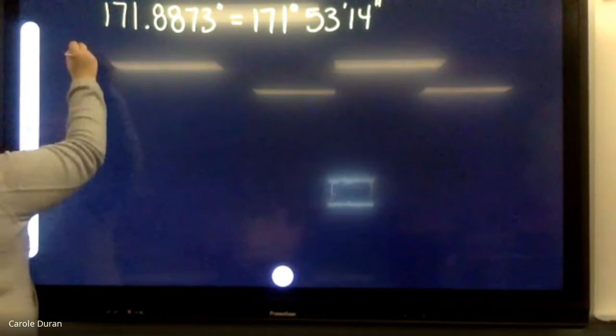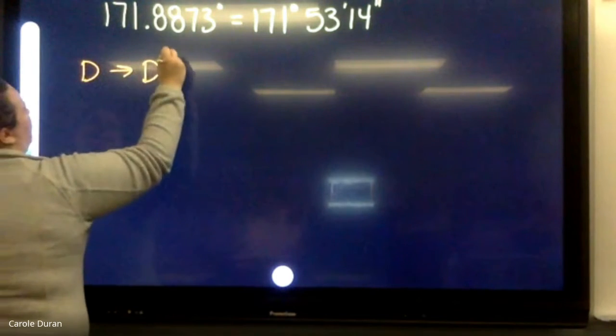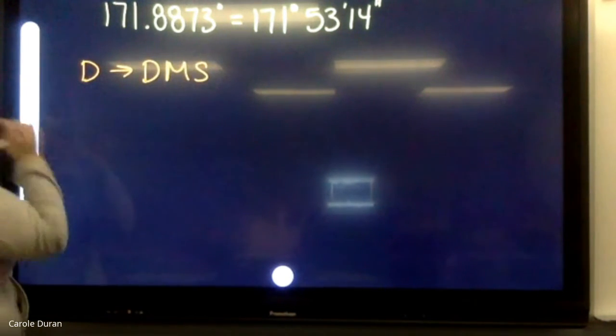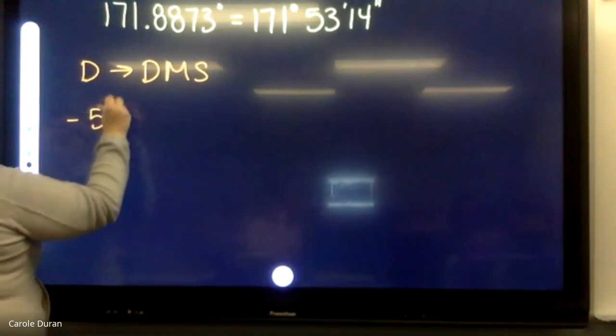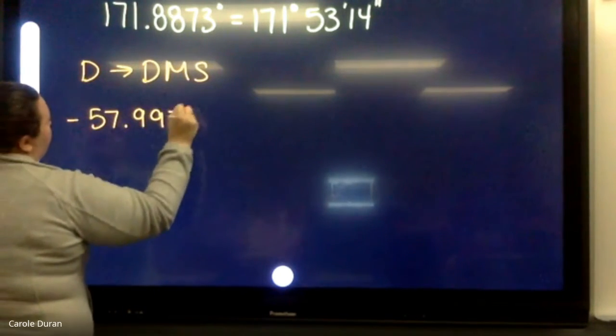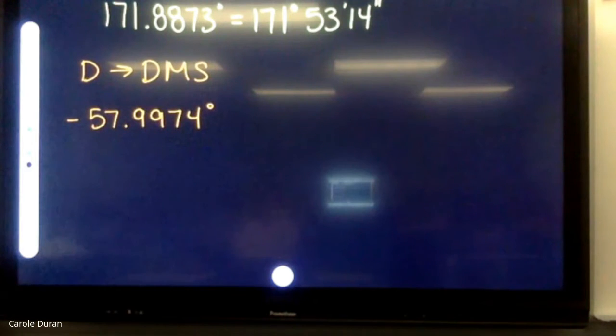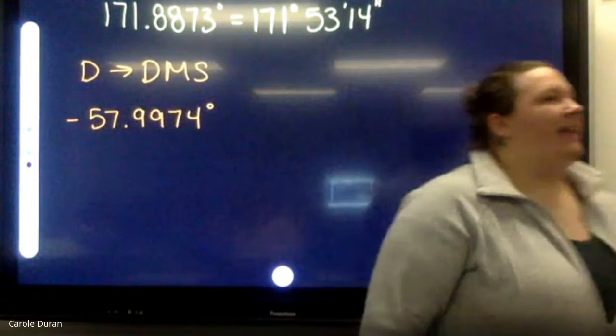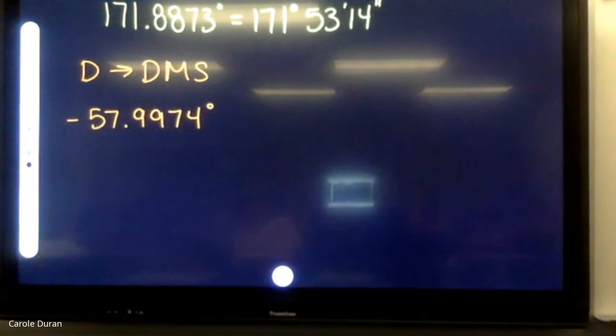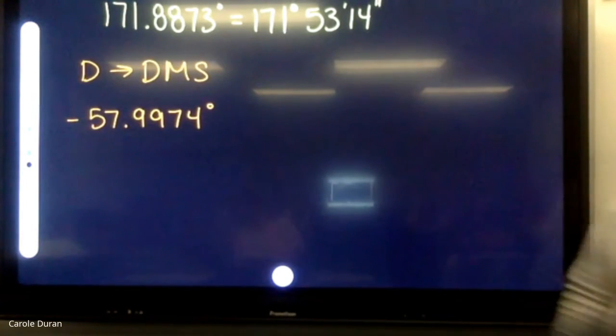I think of a really good one. Let's say that my degree measure is negative 57.9974 degrees. This is one that I absolutely love to throw on to a quiz or a test because a lot of kids will get caught up in doing everything exactly the same and they don't think about what the number actually is.